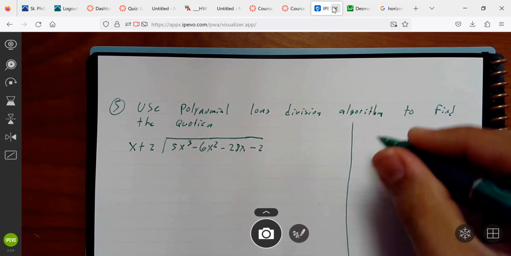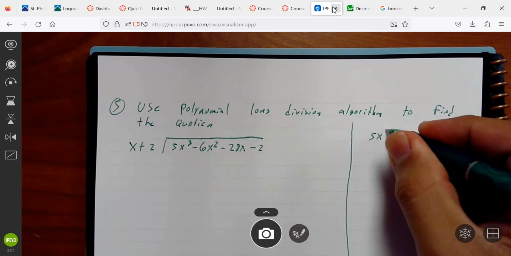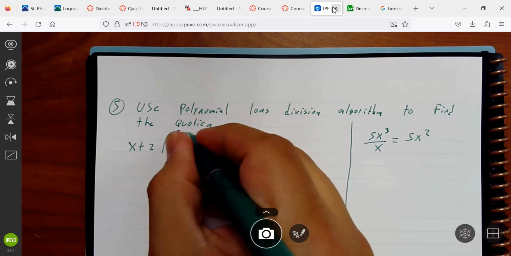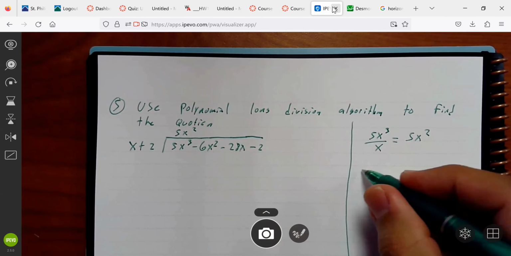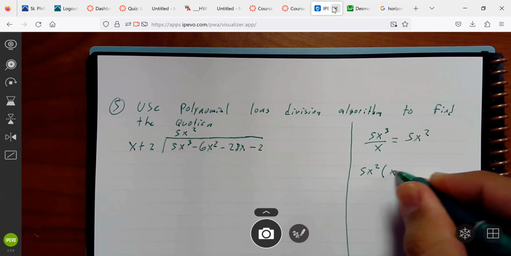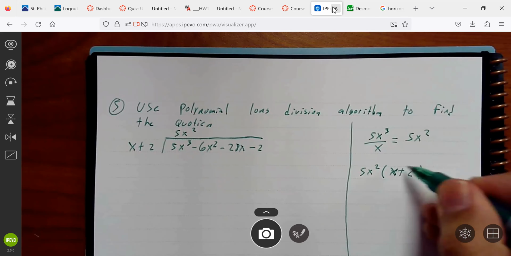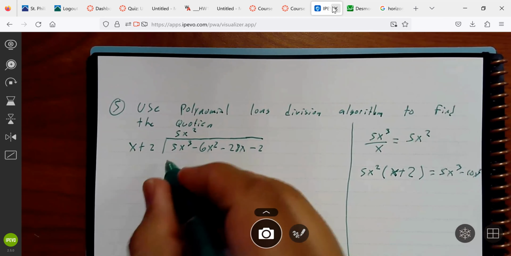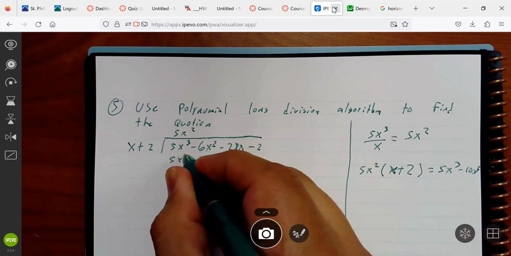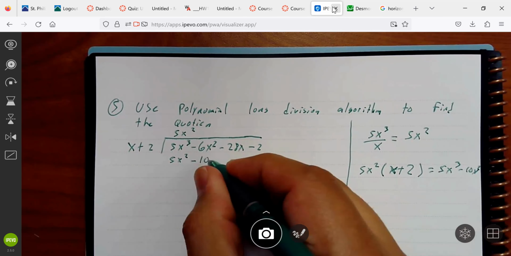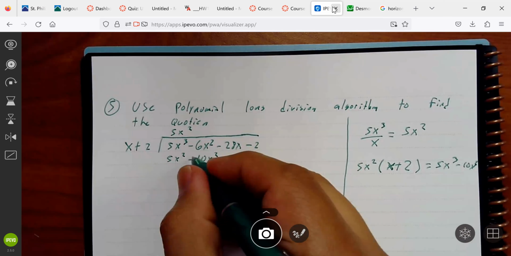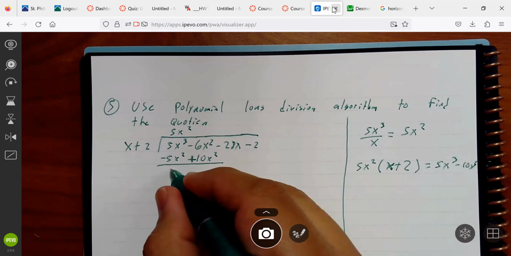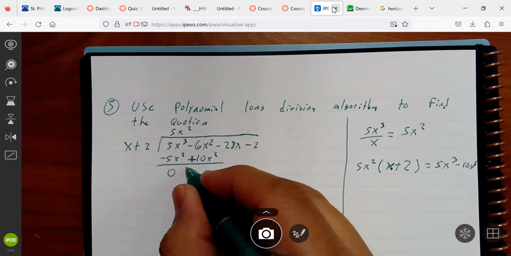All right, so divide x into 5x cubed. So that is 5x squared. Now multiply 5x squared times x plus 2. That gives us 5x cubed plus 10x squared. So that'll go here. But you got to subtract it, so this becomes minus, minus. 5 minus 5 is 0. Negative 6 minus 10 is negative 16.